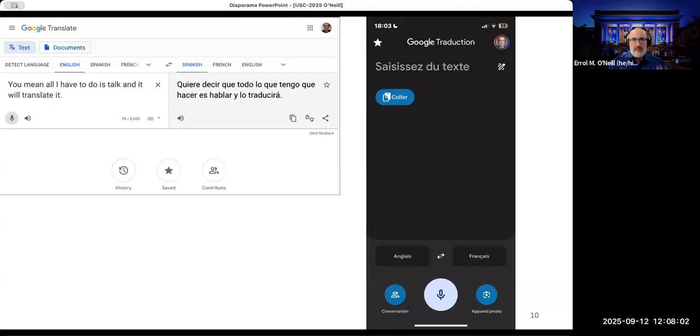You can also speak, both on the app and on the web, and it will transcribe it and translate it. And you can also have a conversation. One person can speak in, let's say, English, and then the other person speaks in French, and it will translate it live. I'll just show a quick clip of that. And I believe the audio should work.